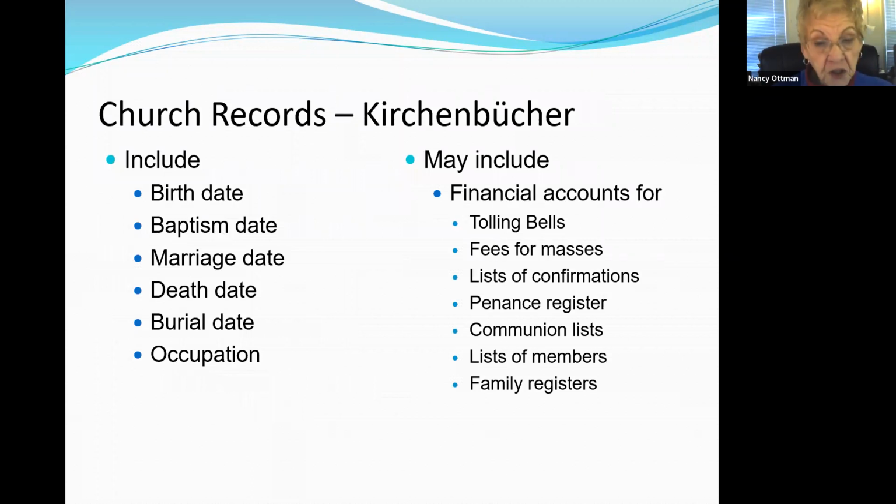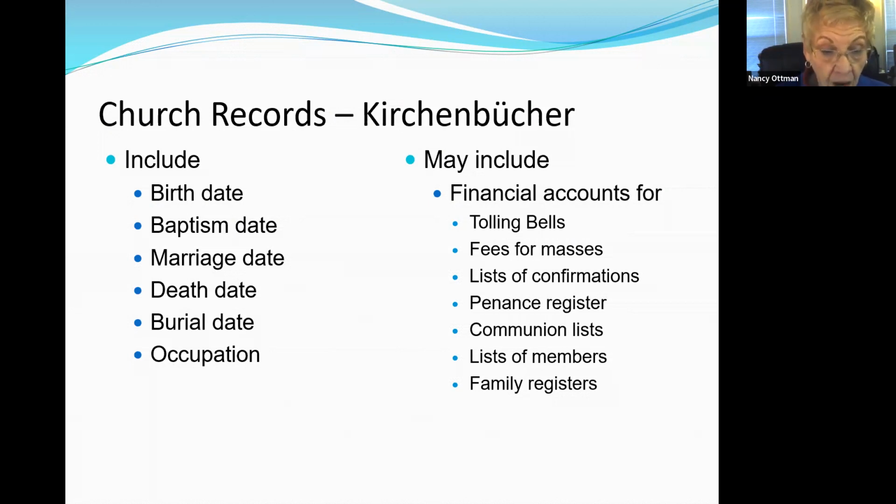Church records in Germany are called Kirchenbücher, and they are very thorough. You can find many of them on the internet, and they will include birth dates, baptism dates, marriage, death, burial, and occupations. They may include financial information for the tolling of bells at the funeral, the fees for the masses, lists of confirmations, penance registers, communion lists, lists of members, and family registries.